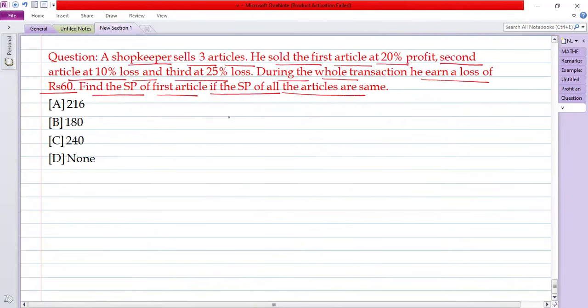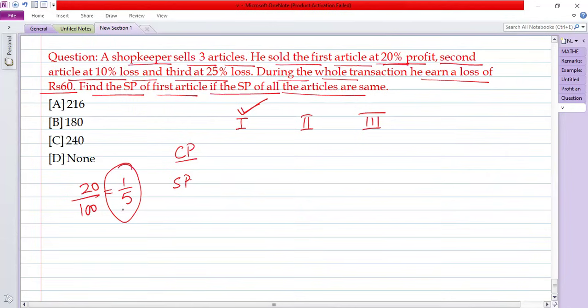So here, first article, second article, and third article. And here it is CP, cost price, and selling price. Now for the first article, the profit is 20%. So what is the meaning of 20%? 20% means 20 by 100, and this is 1 by 5. Now what is the meaning of this 1 by 5? The meaning is if 5 is the cost price, then what will be the selling price? Selling price must be 6.